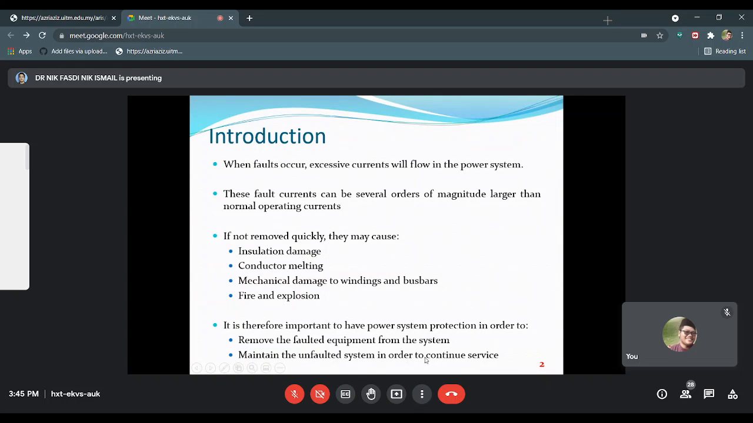Okay, bila berlaku fault, two things that we need to do. We need to remove the faulted equipment. Maksudnya kalau yang berlaku fault, kita nak isolate, kita nak asingkan. Kita tak nak dia effect others operation. Kalau fault kat situ, kita nak just isolate that part. Yang lain tu boleh operate macam biasa. Itu maksudnya. Maintain the unfaulted system in order to continue service.